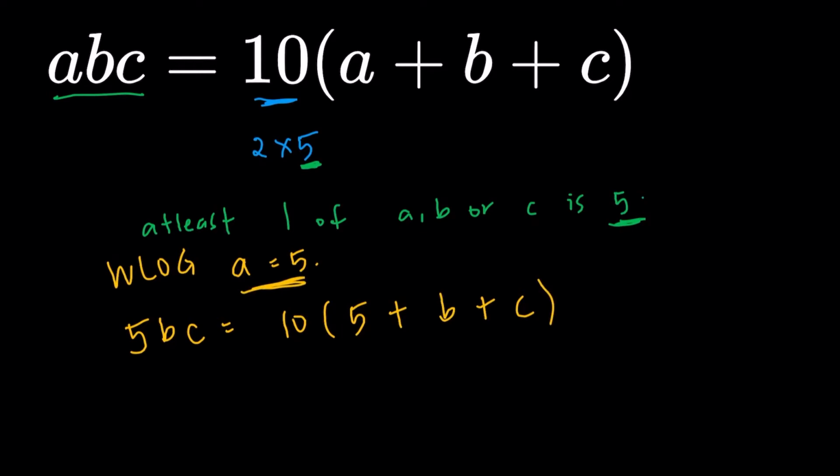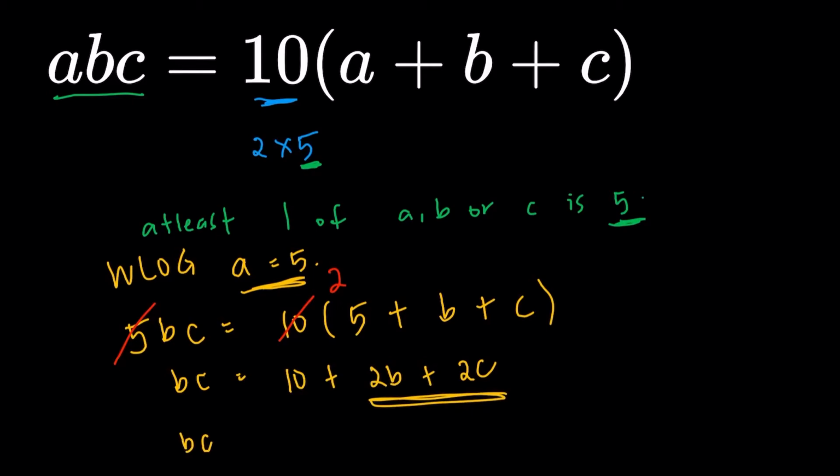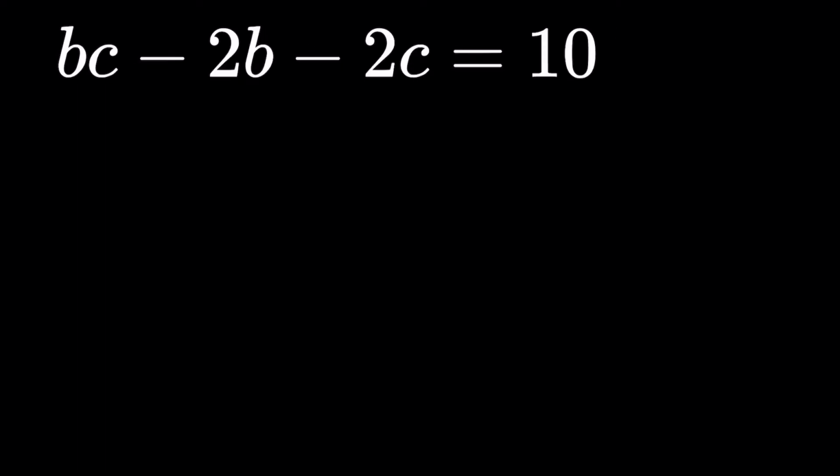Okay, so we could do some cancellations here. The 5 and the 10 cancel nicely. So I'll have BC is equal to 2 times 5 plus B plus C. That's 10 plus 2B plus 2C. And just to show you guys the standard setup for these types of questions, I'm going to move all the variables to the left side. So essentially I'll have this equation, BC minus 2B minus 2C is equal to 10. And this is actually a very typical setup.